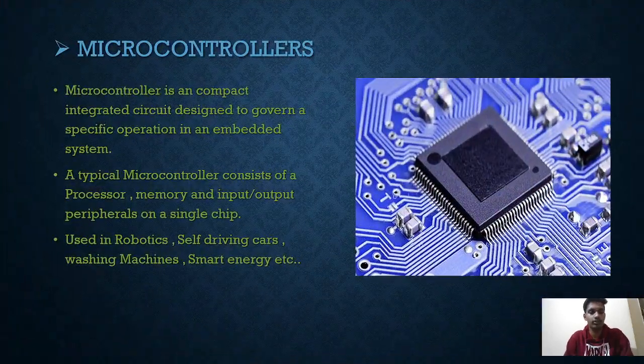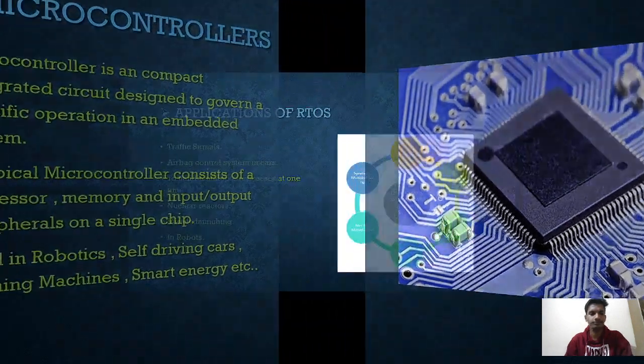So what is a microcontroller? A microcontroller is a compact integrated circuit designed to govern a specific operation in an embedded system. A typical microcontroller consists of a processor, memory, and input-output peripherals on a single chip. It is used in robotics, self-driving cars, washing machines, smart energy, and many other places.